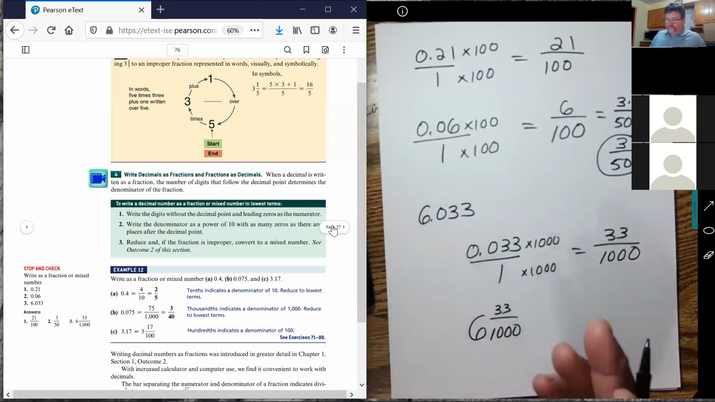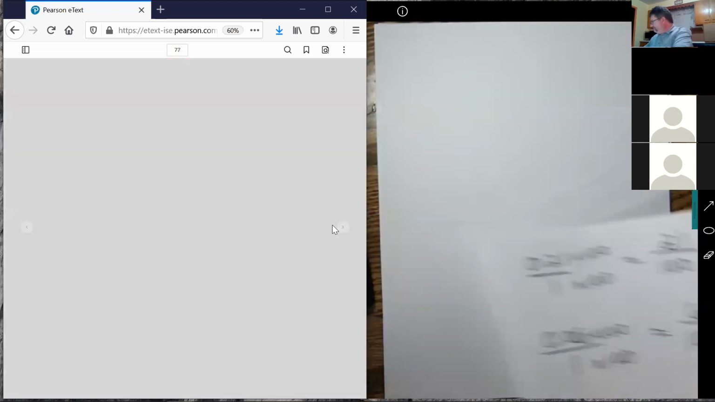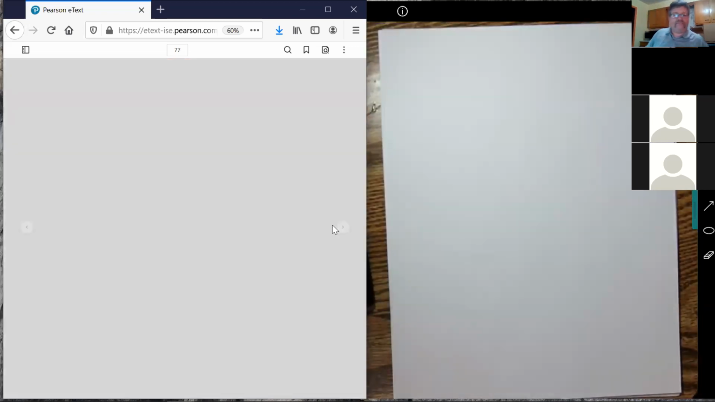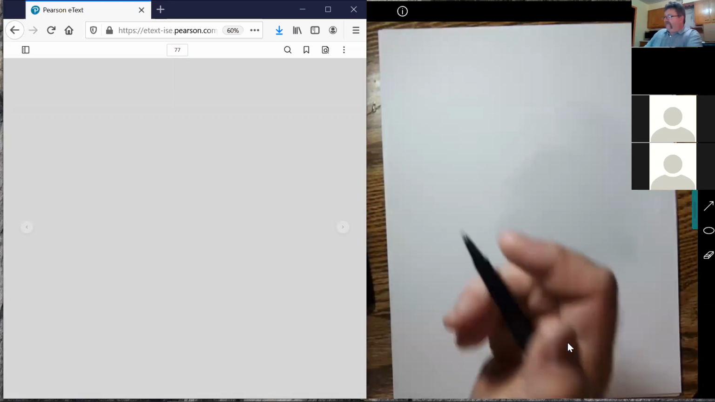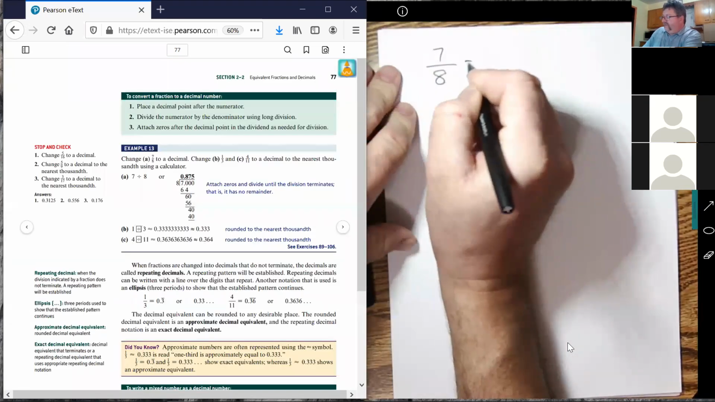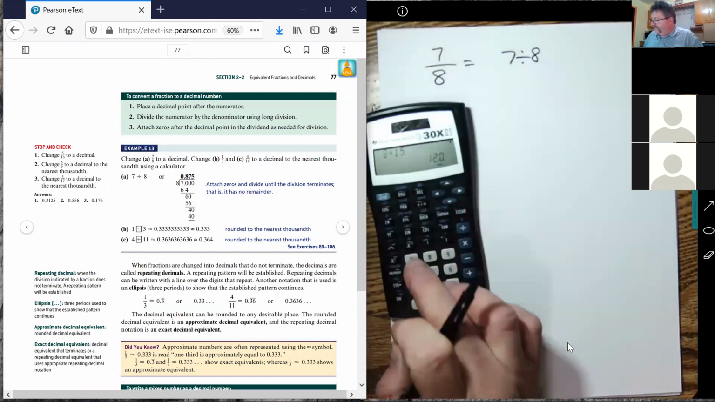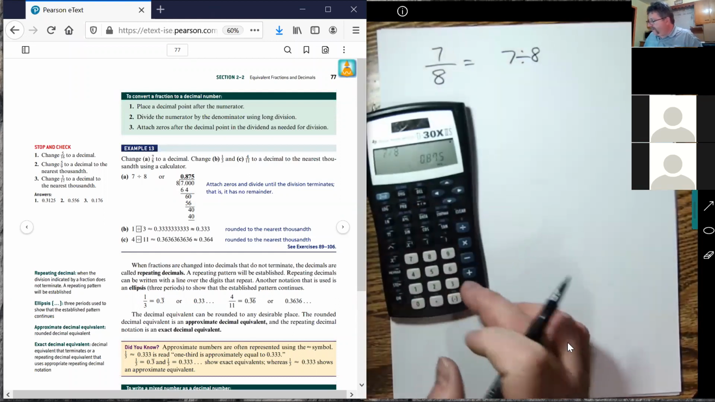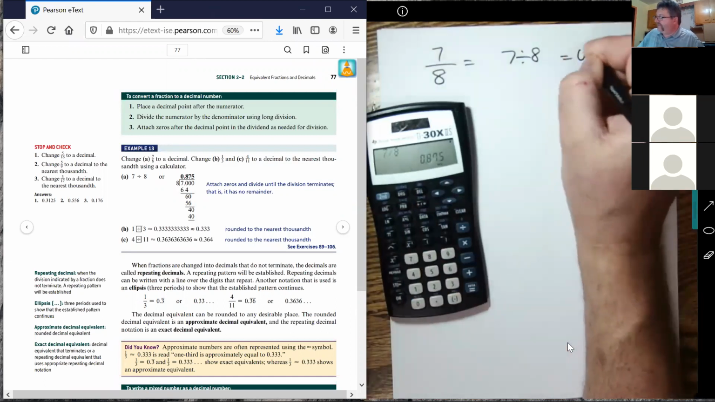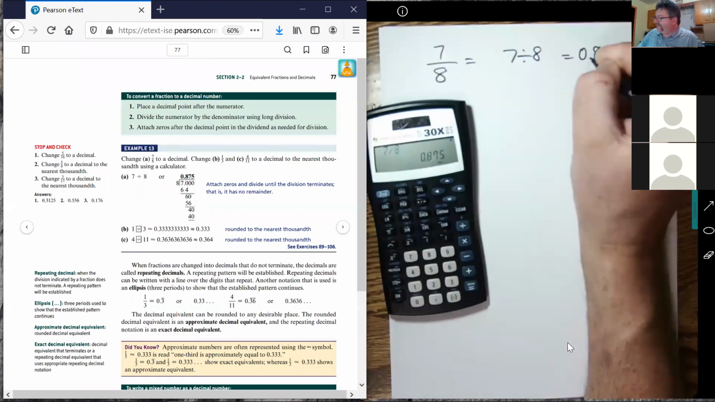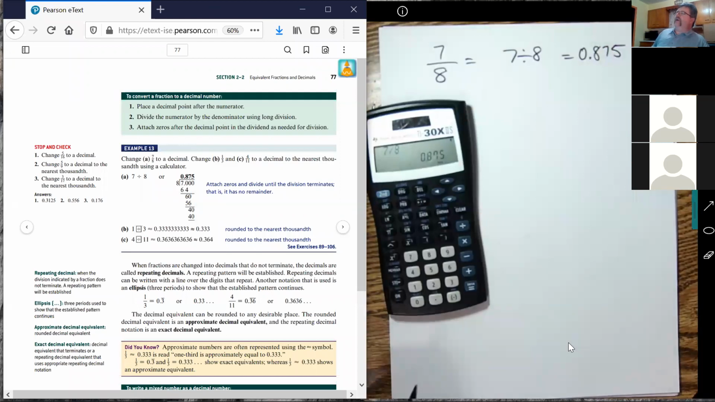Fraction to decimal, bust out the old calculator. That's easy. Divide. How do you change 7/8 to a decimal? Well, what does that mean? It means 7 divided by 8. Bust out our best friend here. 7 divided by 8, 0.875. And yeah, we could do it by hand. We did some of those by hand. The book's got the longhand division there, right?